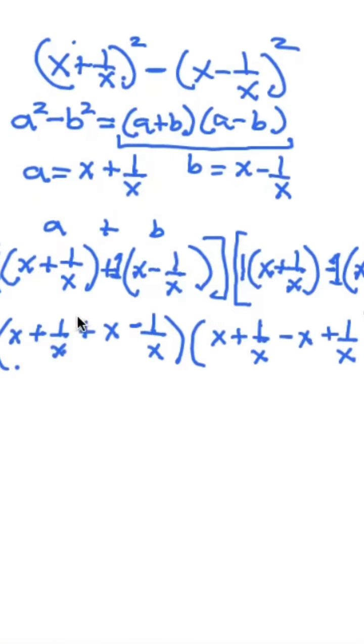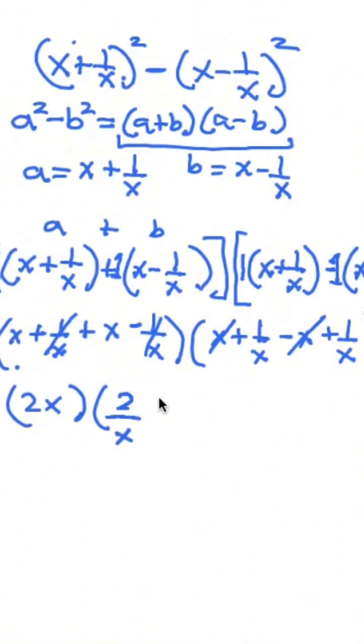Now we're going to simplify what's inside the bracket. So we can see that plus 1 over x will cancel out with minus 1 over x. We'll be left with x plus x, which is 2x in the first bracket. In the second bracket, this time the x's will cancel out. So this x will cancel out with minus x. We'll be left with 1 over x plus 1 over x, which is simply 2 over x. And when we multiply this, the beauty here is that the x's will simply cancel out and we'll have 2 times 2, which is 4.